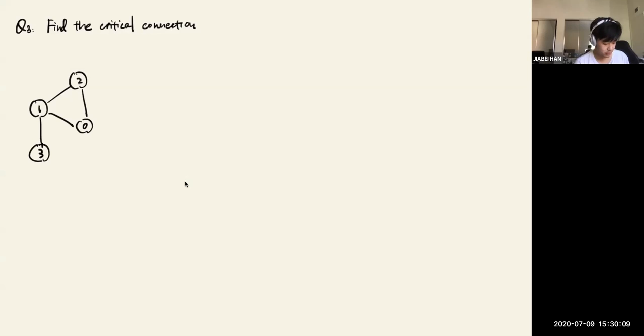And about the critical connection, let me briefly explain. If we look at this simple graph here, and if we remove this edge or this edge or this edge, the graph will still remain fully connected. All the nodes are still connected with each other. But if we remove this edge here, then 3 will be separated from the whole graph. This is the critical connection in this graph. And what we want to do is to find all the critical connections in this graph.